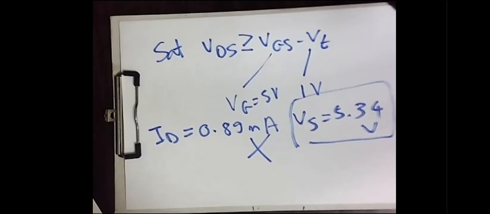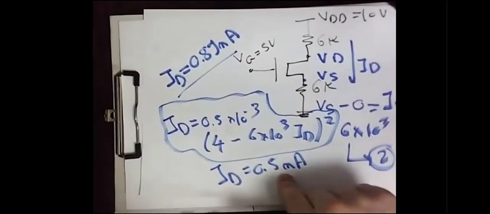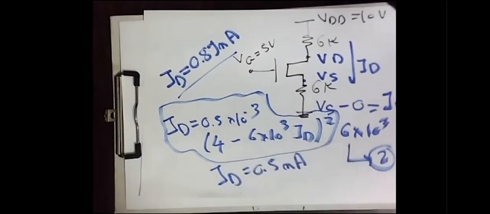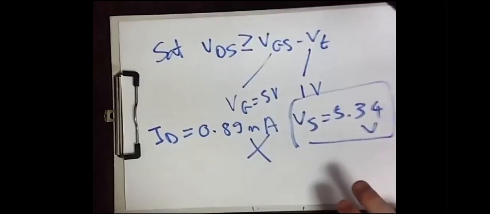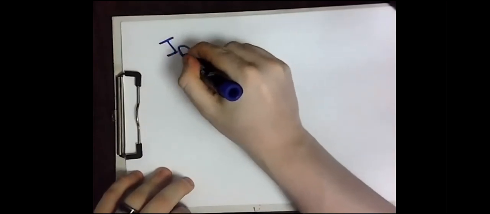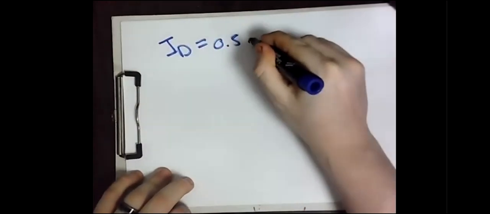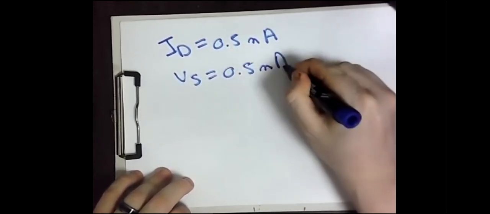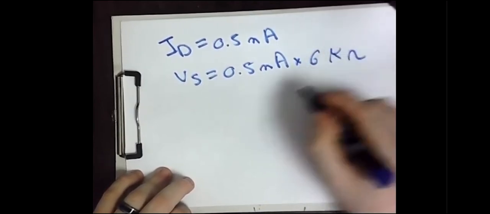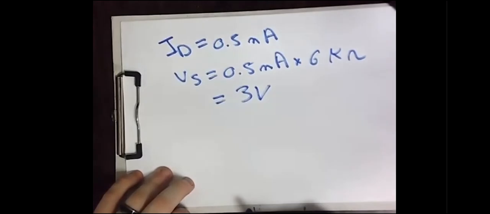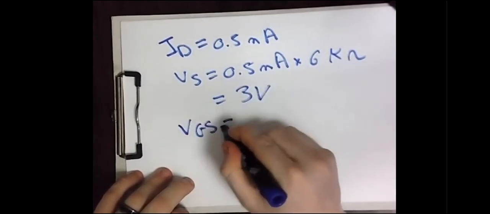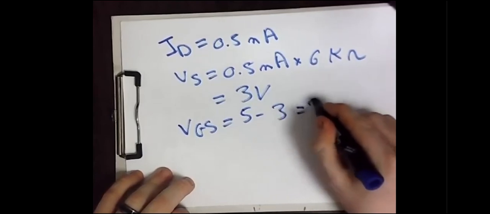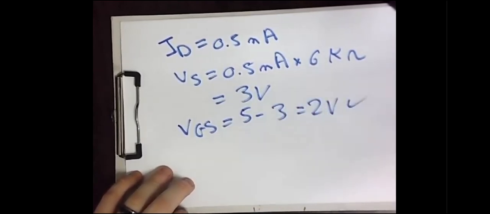The second solution is with ID equals 0.5 milliampere. So this is the second solution. Let's do it. For ID equals 0.5 milliampere, Vs will be equal to 0.5 milliampere times 6k ohm, which results in 3 volts. Now, VGS equals 5 minus 3, which is 2 volts. Now, this is an acceptable assumption.